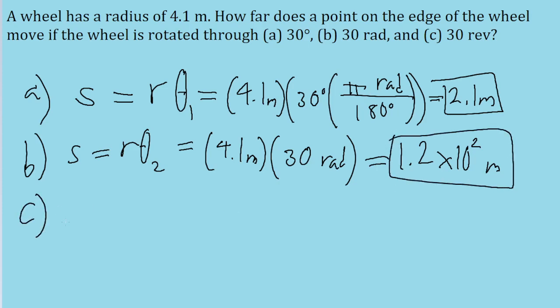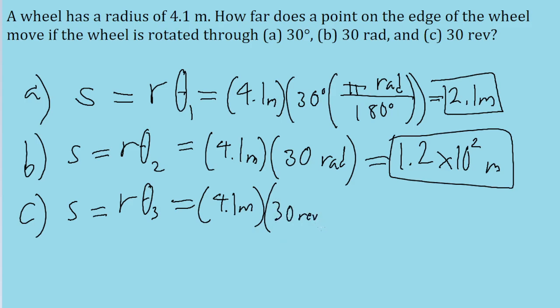Now, part C, where our theta value is now 30 revolutions. So 30 full revolutions around the circle. Once again, r hasn't changed, it's 4.1 meters. But theta will have to be converted from revolutions into radians.